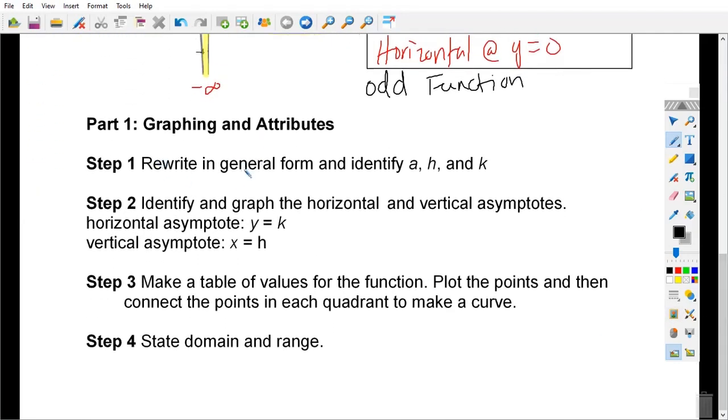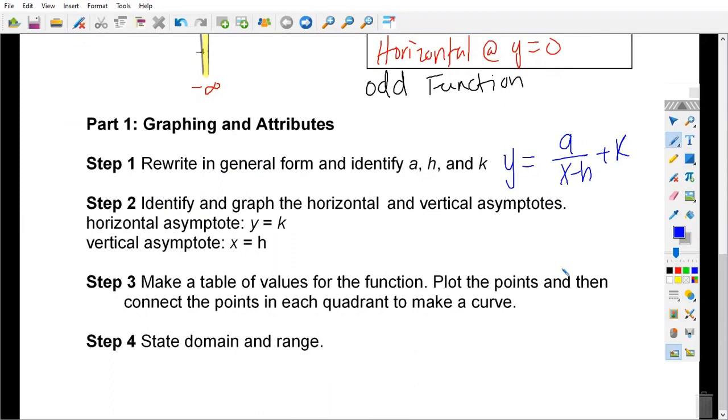Okay. So the first thing you want to do is rewrite in general form of the identity and identify a, h, and k. So by general form, you want it to be written as y equals a over x minus h plus k. Okay. So you want to make sure before you start that y is by itself.